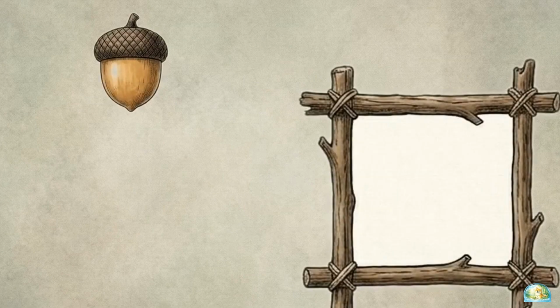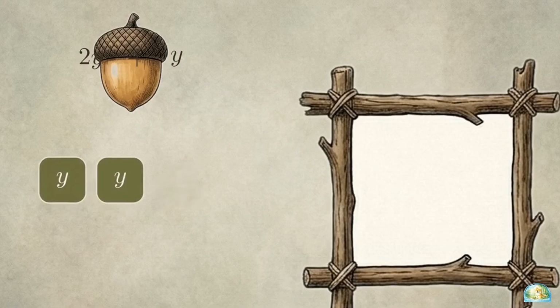Moving along the branch path, we find a new acorn tag displaying the expression 2y plus y. Here, we want to combine like variables to simplify the notation. You can see the 2y represented as 2 distinct groupings. Notice the standalone y next to it.